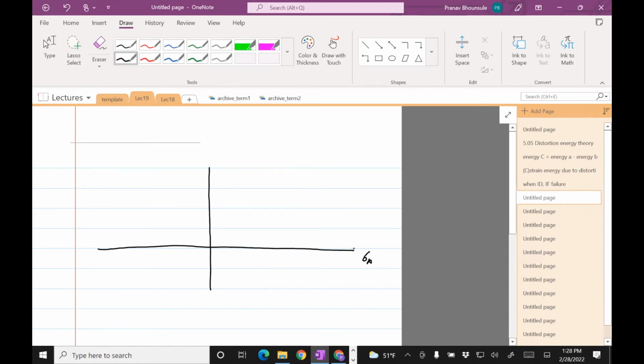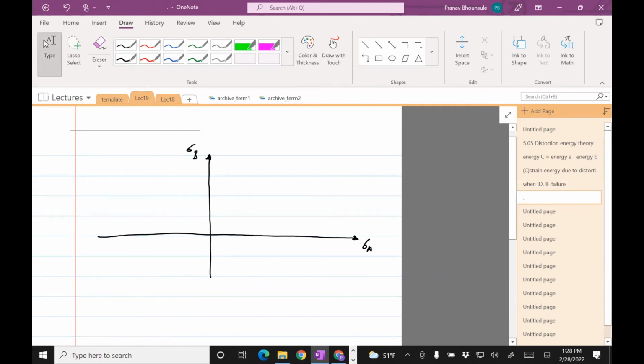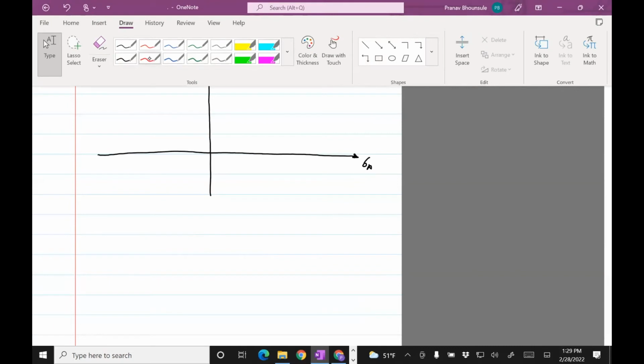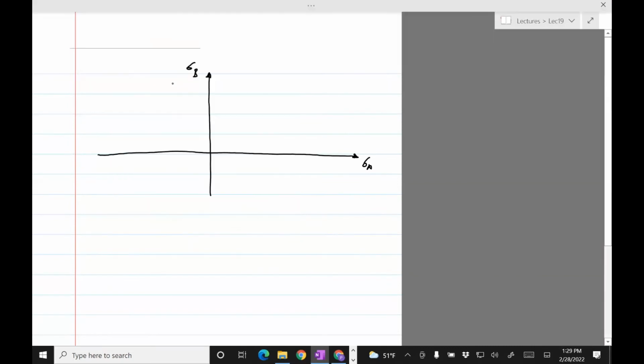So sigma A, sigma B. It'll be something like this.